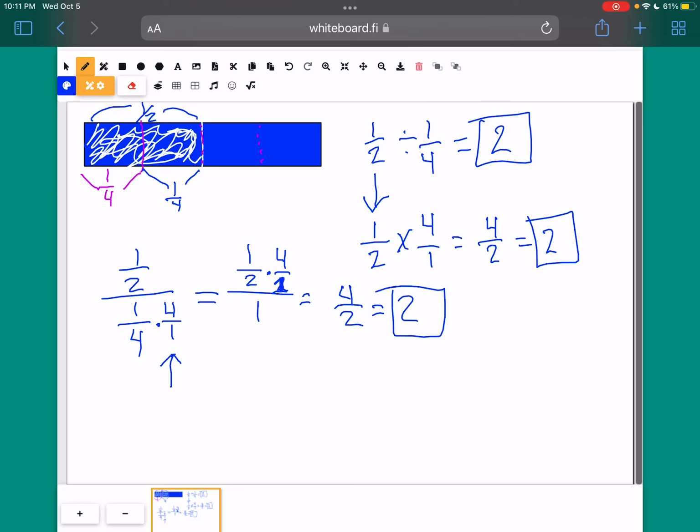Okay, I want you to make sure that you have done on your own the second half of the hands-on activity. And when I flip over the page, hopefully you will have done it.